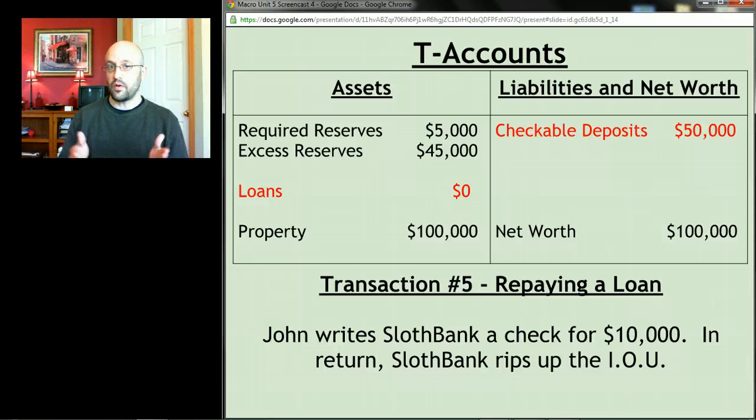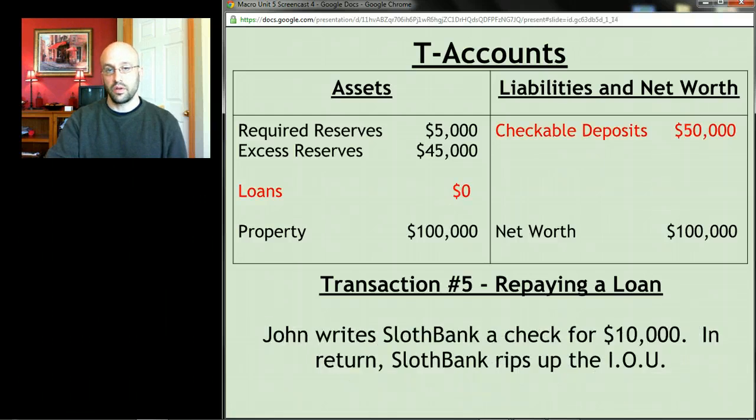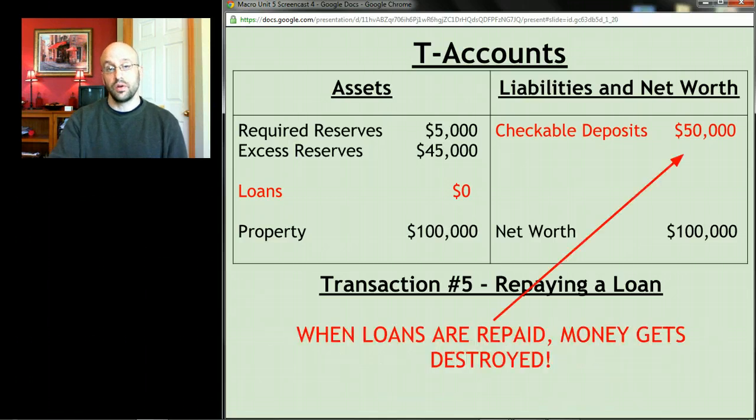And again, focus on what happened to checkable deposits. Here's what it looked like before John pays it back. And here's what it looks like afterwards. Again, the two sides are balancing. We have $10,000 less in checkable deposits, $10,000 less in loans. More importantly, when those loans got repaid, that $10,000 just vaporized, got destroyed, just totally went away.